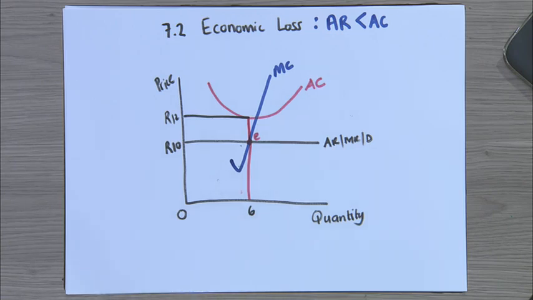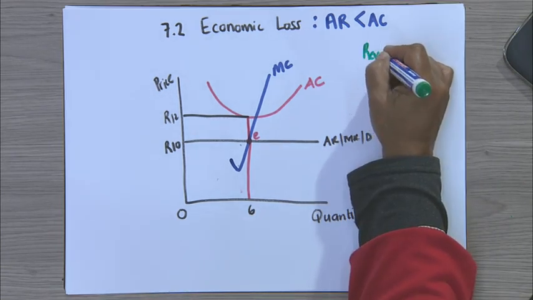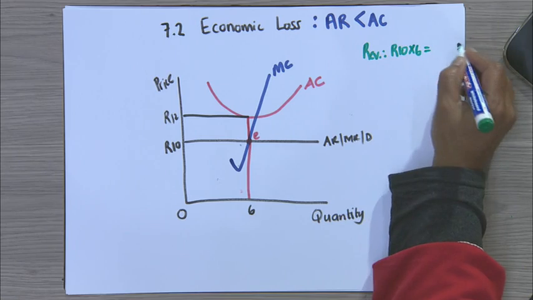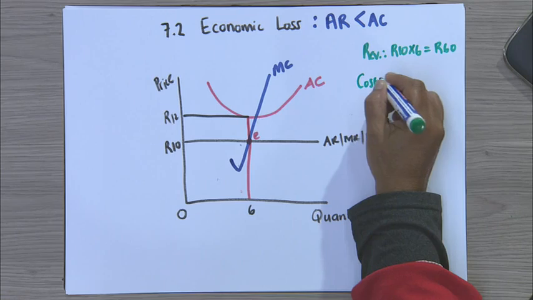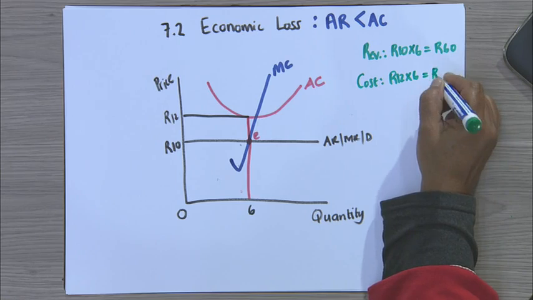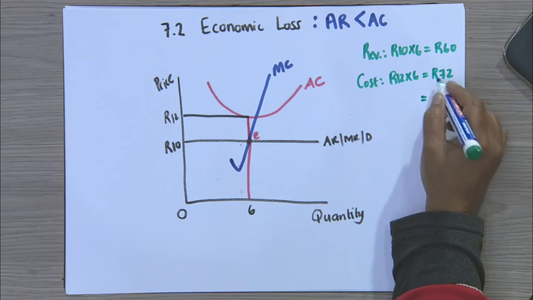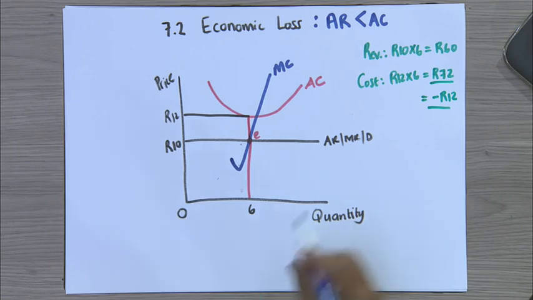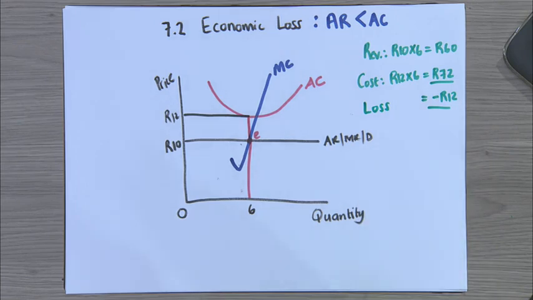So let's look at our calculation this time around. If we look at our revenue now, it is still 10 Rand times 6, which equals 60 Rand. We look at our cost, it is 12 Rand times 6, which is going to be 72 Rand. So 60 minus the 72 is going to give me a minus 12 Rand. So when it's a minus, then I know I've made a loss.